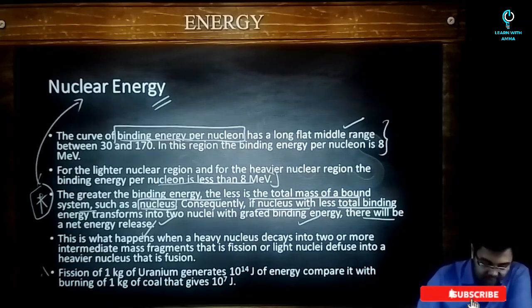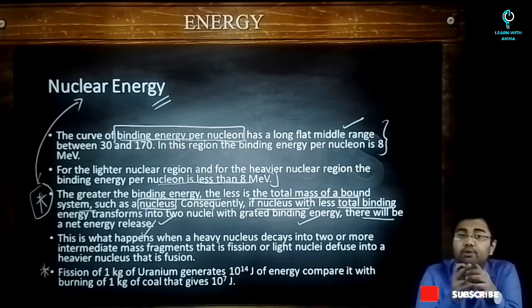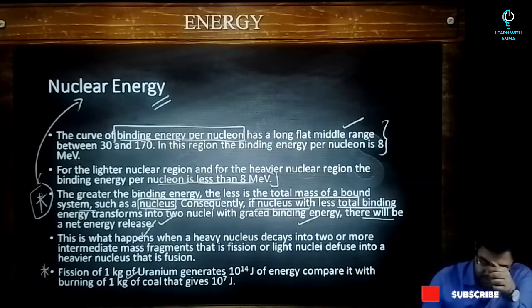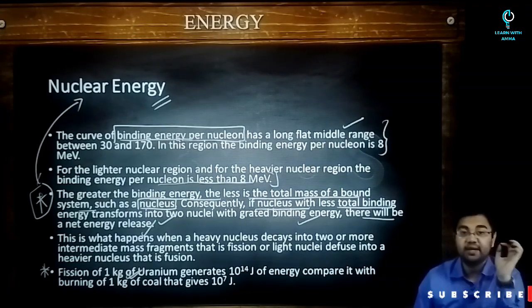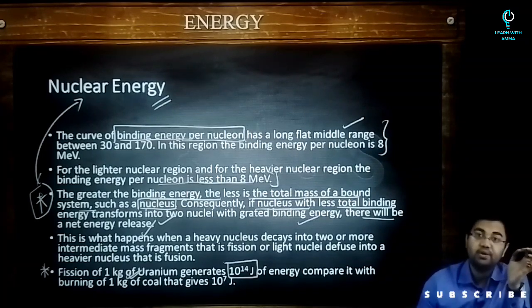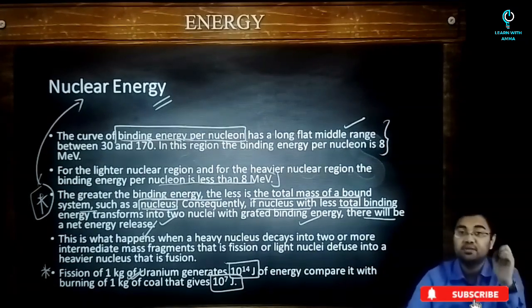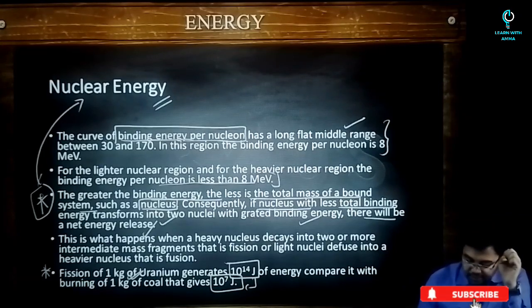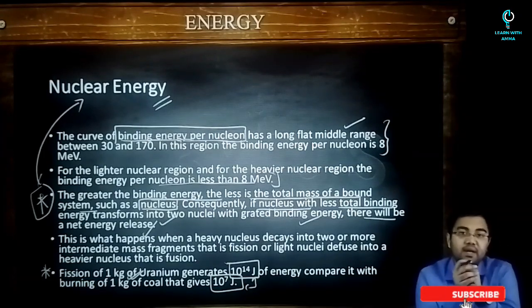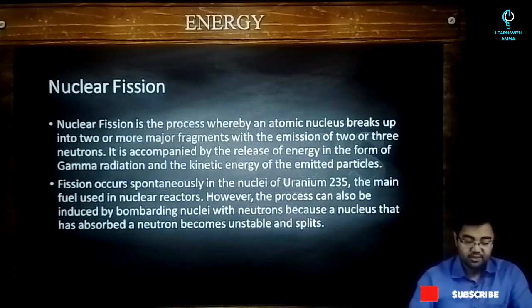So if you look at this, why do we talk of nuclear energy? Why is nuclear energy so important for us? Because the fission of 1 kg of uranium generates approximately 10 to the power of 14 joule, as compared to the burning of 1 kg of coal that gives you only 10 to the power of 7 joule. So the difference is very huge, and that's why we want to use nuclear energy as a source of power generation.